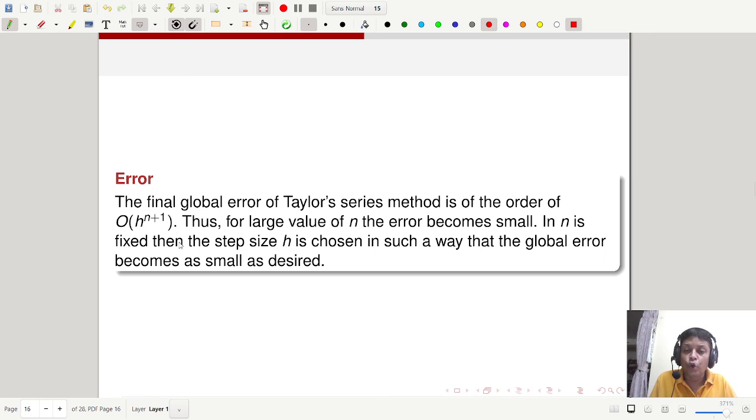The final global error of the Taylor series method is of the order of h to the power n plus 1. Thus, for a large value of n, the error becomes small. If n is fixed, then the step size h is chosen in such a way that the global error becomes as small as desired. So that's the Taylor series method and its error calculation.